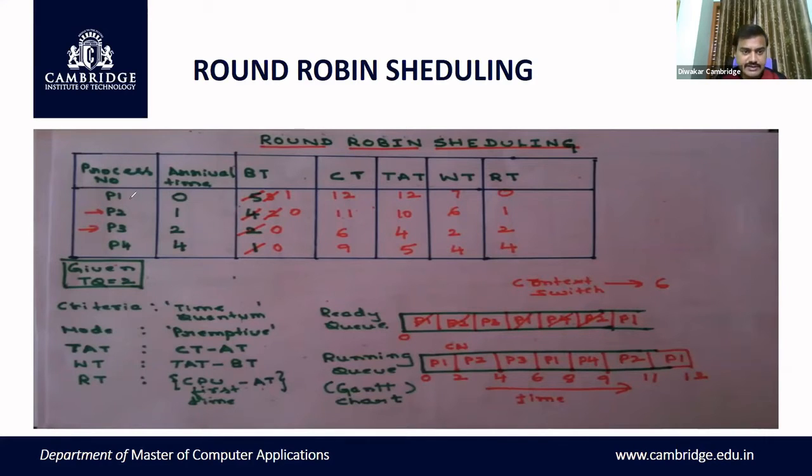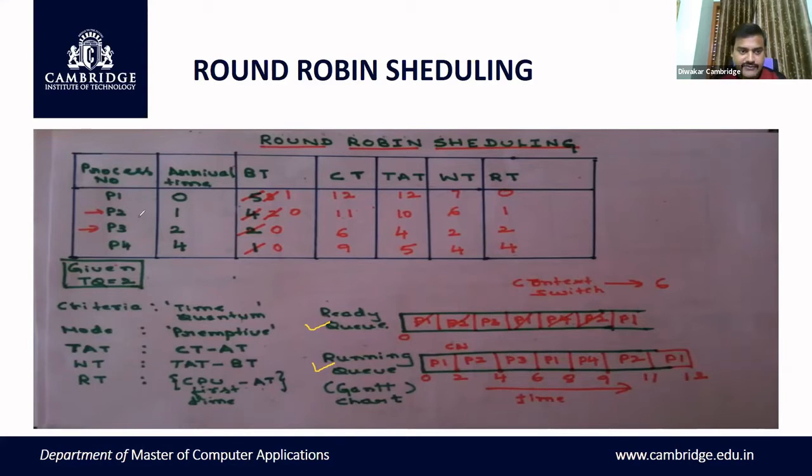I have the processes P1, P2, P3 and P4, and we have arrival times 0, 1, 2 and 4. Here the processes will be executed based on the arrival time. In this case, I'll maintain 2 queues, one called the ready queue and one called the running queue. Ready queue means it is in the memory. Running queue means it has been allocated to the CPU.